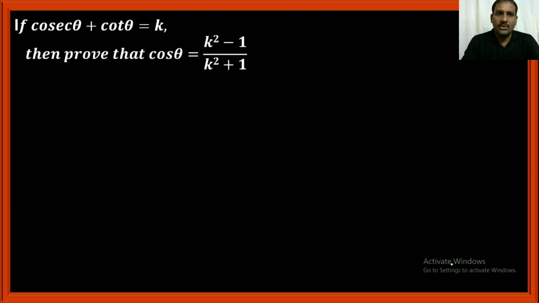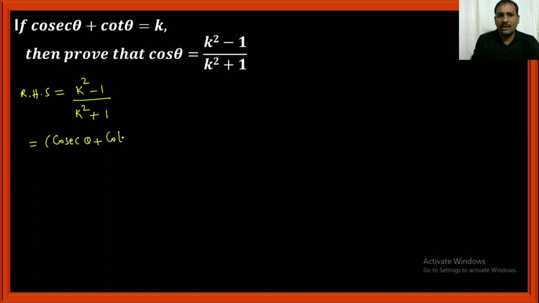Next, cosecant theta plus cot theta is equal to K, then prove that cos theta is equal to K square minus 1 by K square plus 1. In this problem we will start from RHS. What is RHS? K square minus 1 by K square plus 1. So substitute the K value here: cosecant theta plus cot theta whole square minus 1 by cosecant theta plus cot theta whole square plus 1.